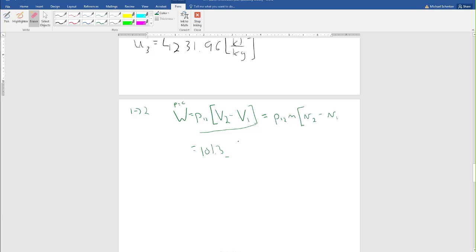101.3 kilopascals times, now my volume changes, right? So this is going to be pi times d squared, or r squared, right? This is going to be 1 meter all squared. Now, the volume at 2 is going to be based on L2, which was 1 meter.